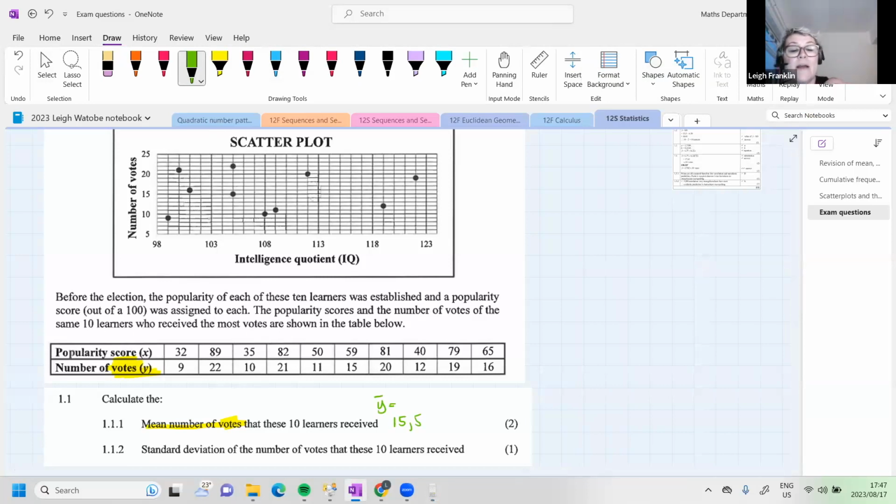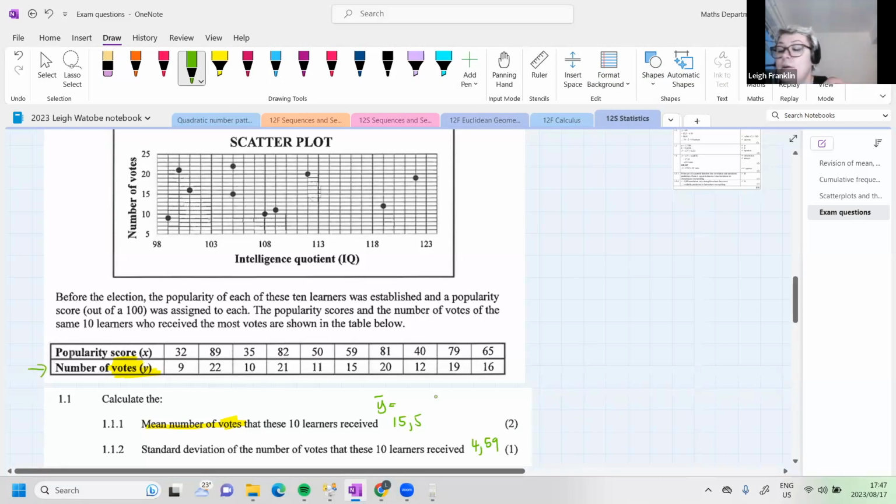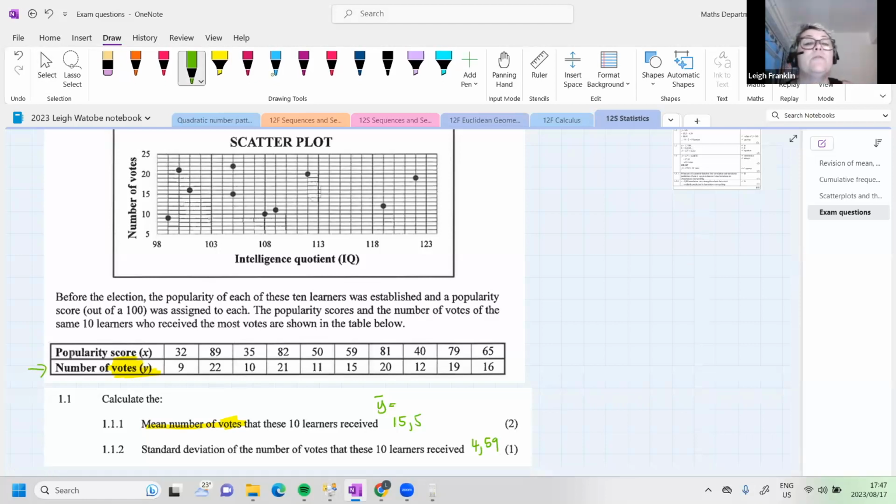So it would be like that. And then your standard deviation in this case, you should have got 4,59. There we go. All right, so it was this row over here that they were asking us to work with. Okay, so there would be 2 accuracy marks on your answer here, answer only, and then 1 mark on your standard deviation.